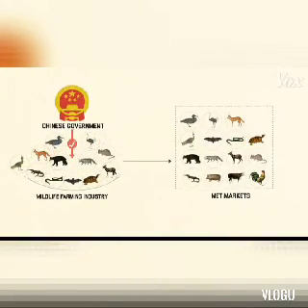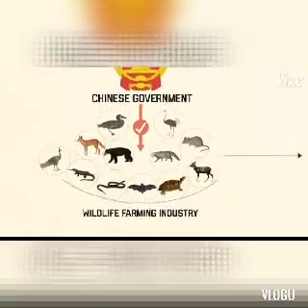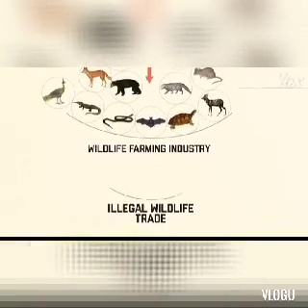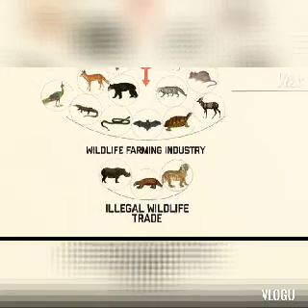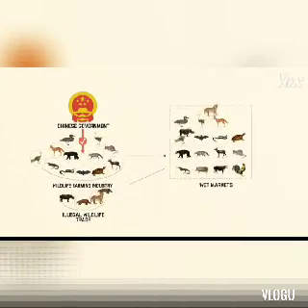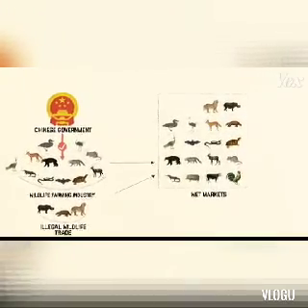While this legal wildlife farming industry started booming, it simultaneously provided cover for an illegal wildlife industry. Endangered animals like tigers, rhinoceroses, and pangolins were trafficked into China. By the early 2000s, these markets were teeming with wild animals when the inevitable happened.